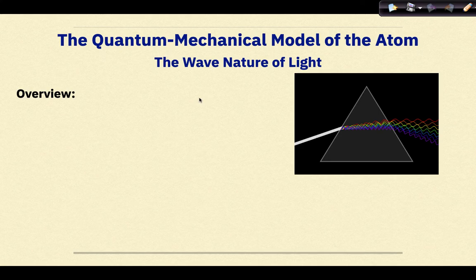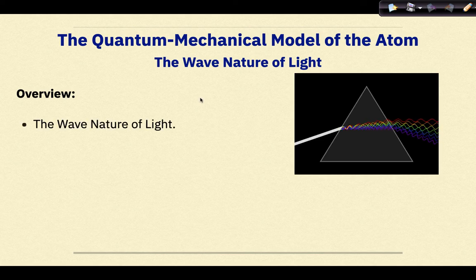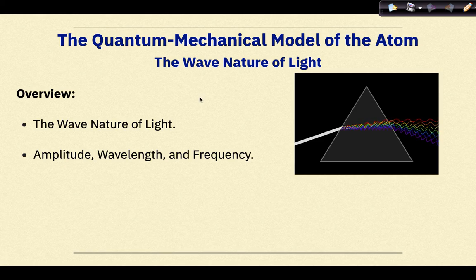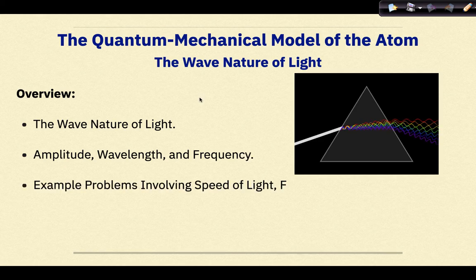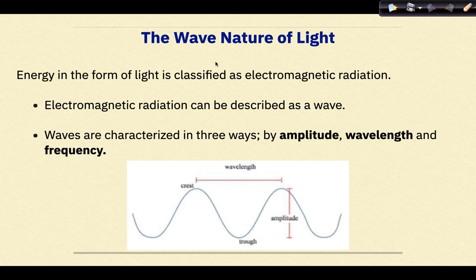The quantum mechanical model of the atom, the wave nature of light. In this tutorial, we will be going over the wave nature of light, amplitude, wavelength, and frequency, and example problems involving speed of light, frequency, and wavelength. The wave nature of light.